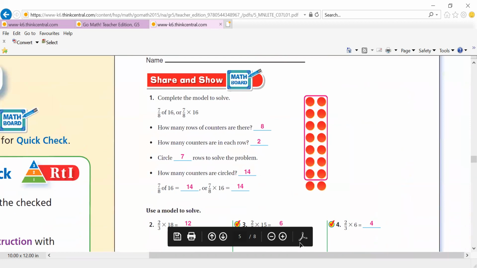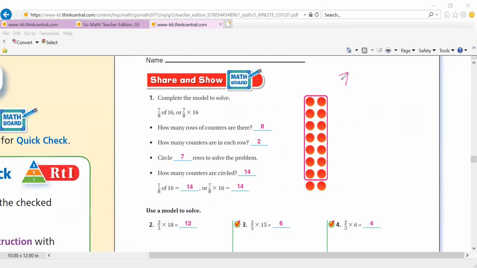Here goes. 7 over 8 of 16. If I do my method, simple. 7 and 8, 16. 16 and 8, I must divide with 8. So 8 times 1 and 8 times 2. Your answer is 2 times 7. That is 14. Or this is the way we are following in this lesson.